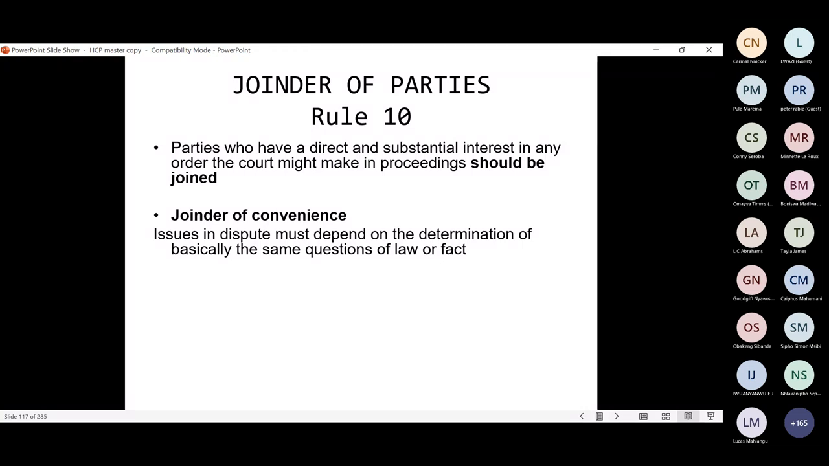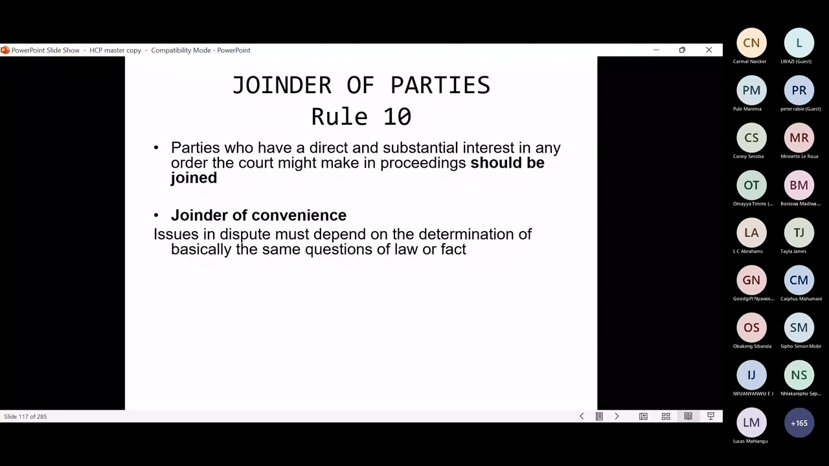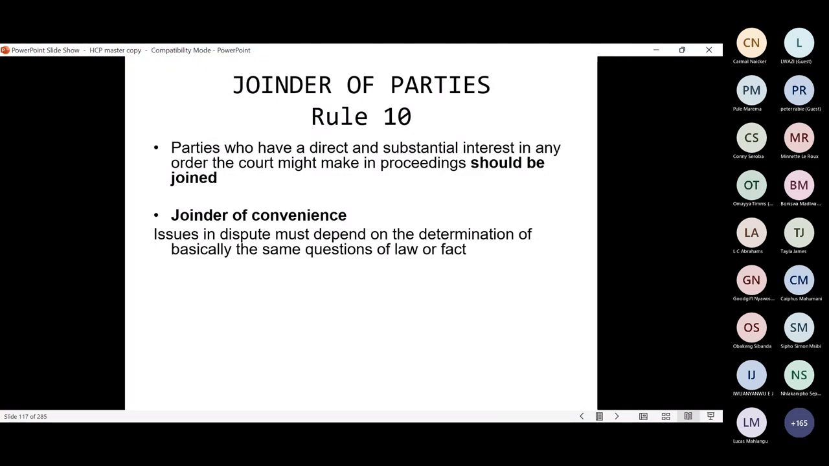But obviously, you can't say that somebody must be joined for convenience and raise that as a special plea. But you can say that a person must be joined because they have a direct and substantial interest in any order that the court might make.